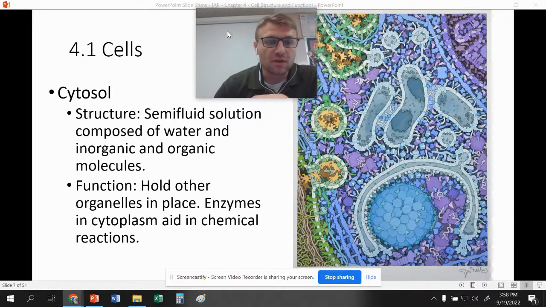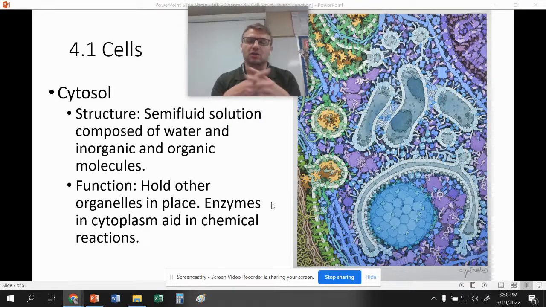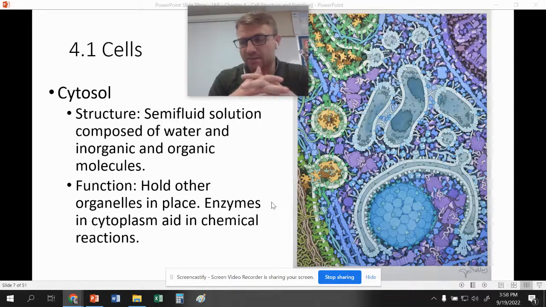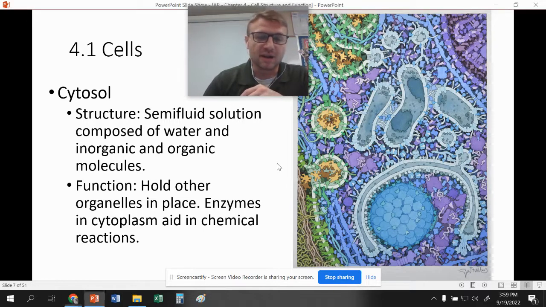Last one here, the cytosol. This is the semi-fluid-like solution that is what's in the cell. It's sometimes called the cytoplasm. The cytoplasm is everything together. The cytosol specifically is the liquid portion inside the cytoplasm. There is a difference between them, although they are used interchangeably. But function, it helps hold other organelles in place. And there's a lot of other molecules in the cells, not just this liquid. There's a ton of molecules we're going to be talking about. So the cytosol is that semi-fluid solution inside the cell.